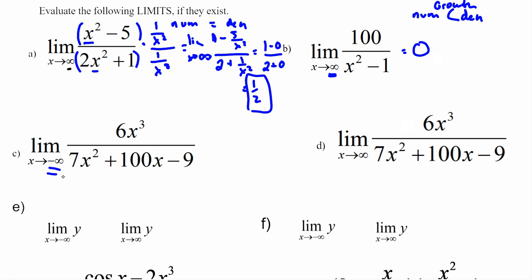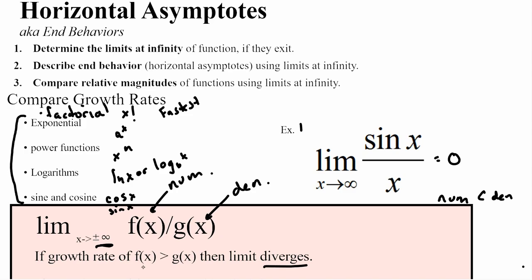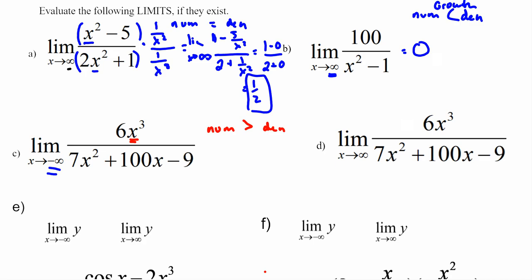When we look at this right here, we compare the numerator and denominator. The numerator in this case is x cubed. This one is x squared. The numerator grows faster, and if we go back to our chart, if the numerator grows faster than the denominator, that means our fraction is going to keep on growing, and therefore our limit does not exist. It has no horizontal asymptote. The behavior here, in this case, is going to approach negative infinity.